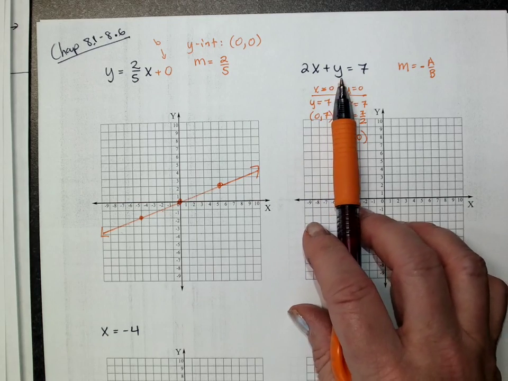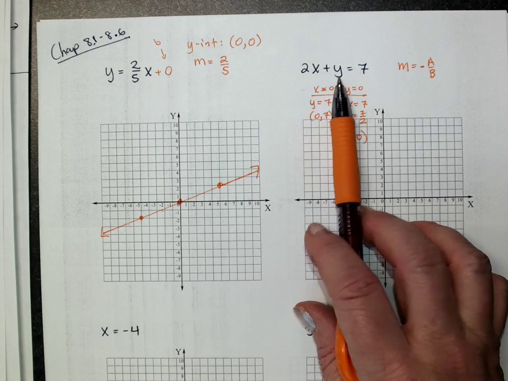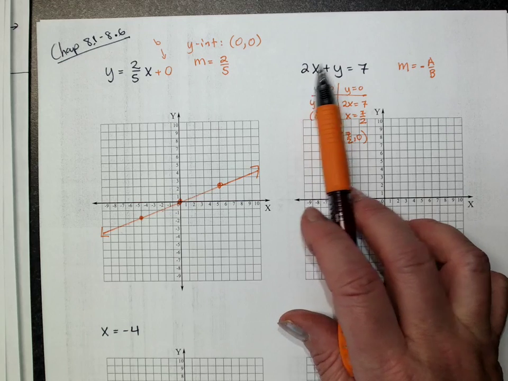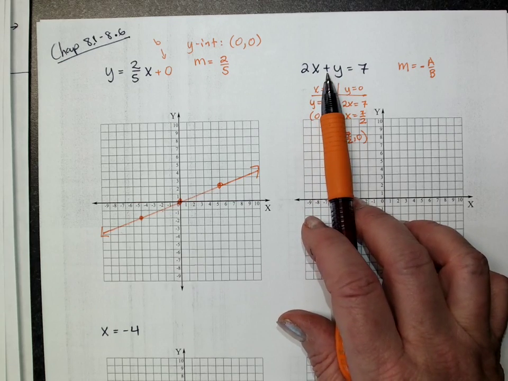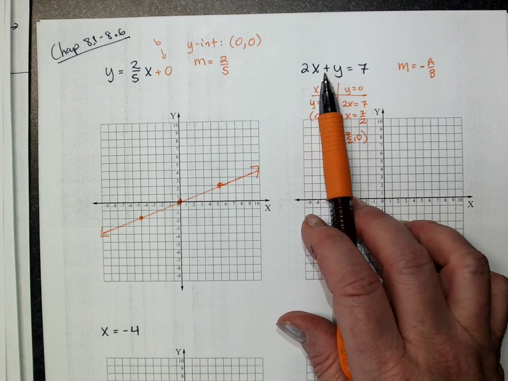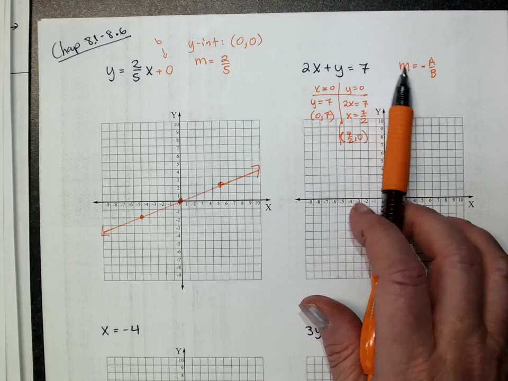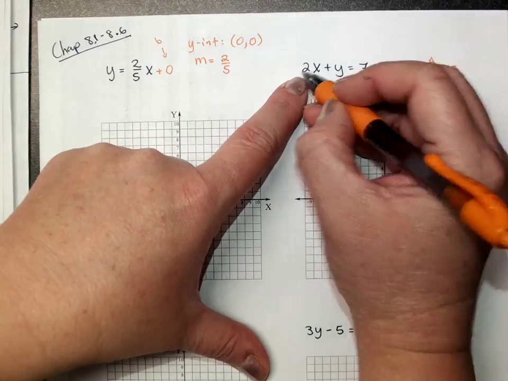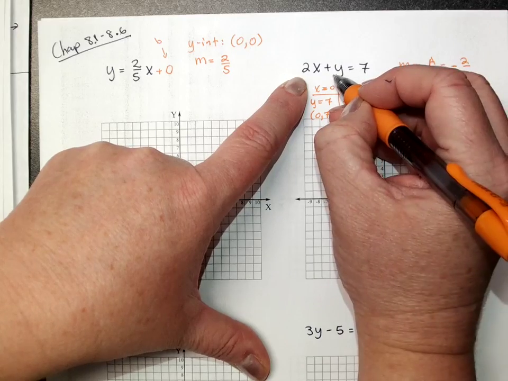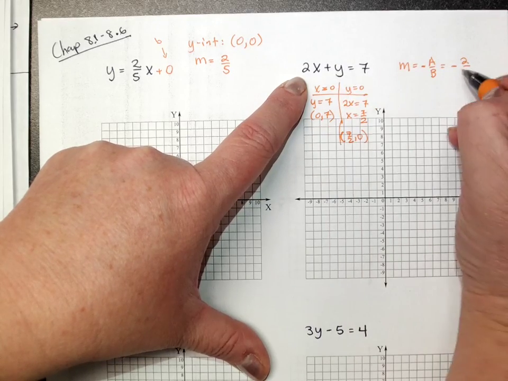So if you don't want to solve it for y, and all you want is the slope, you just put your a over your b and you flip the sign. If you've got a plus sign here, your slope is going to be negative. If you've got a minus sign here, your slope will be positive, because the little formula flips the sign. So negative, our a is 2, and our b is 1.